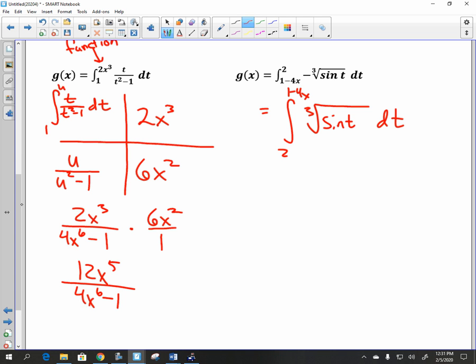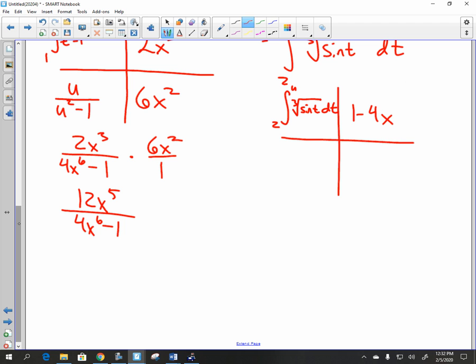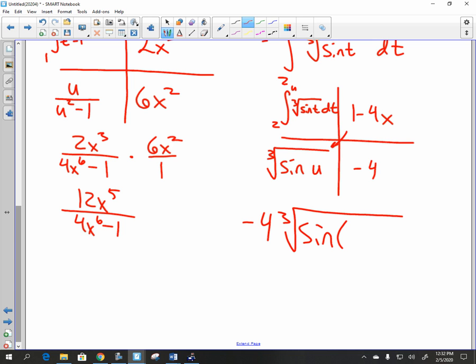Uh-oh, I have a function, not just x. And if I have a function, then I need to use the chain rule. So what is the inside of the chain rule? 1 minus 4x. What is the outside? Integral from 2 to u of cubed root of sine of t dt. What is the derivative of this guy? Cubed root of sine of u. What's the derivative of that? Negative 4. All right, I dump that back in, so the end result is negative 4 cubed roots of sine of 1 minus 4x.